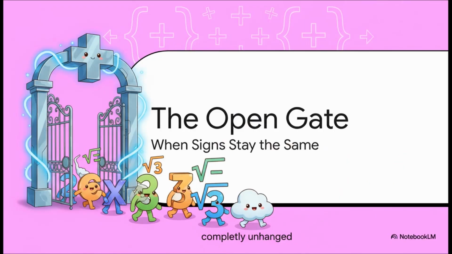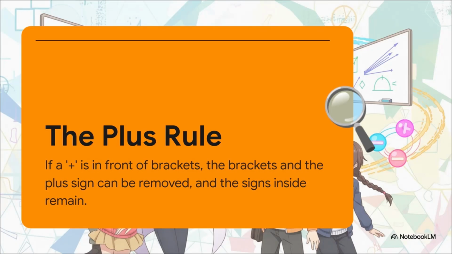Okay, so let's get into the mechanics of this. We're going to start with the friendly plus sign. I want you to think of a plus sign in front of a bracket as a big, friendly, open gate. Whatever's inside can just walk straight on through, totally unchanged. That's really all there is to it. The plus sign is basically giving everything inside the brackets a free pass to join the rest of the expression. It doesn't change a thing. So when you see it, you can just mentally erase the plus sign and the brackets, and what you've got left is your new, simpler equation.